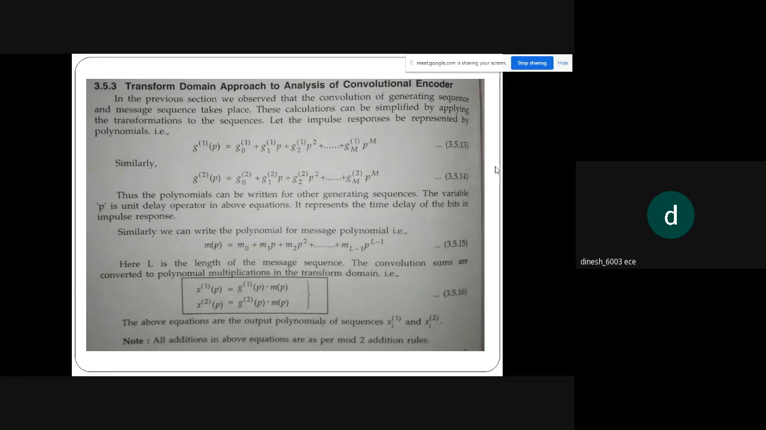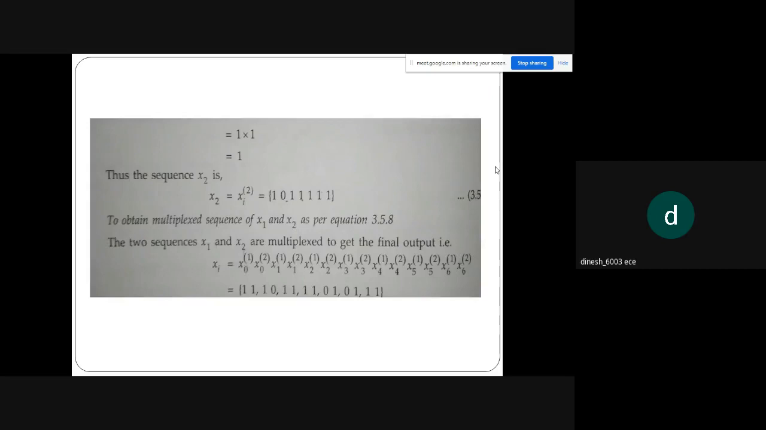So we had seen in the previous that the convolution of generating sequence and message sequences takes place. They are being calculated simply by applying transformation to the sequences. So where it changes is only in the pattern of writing the polynomials, in the generating sequences. So let the impulse responses be represented by these polynomials.